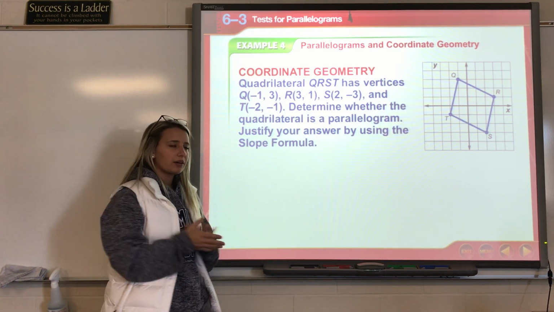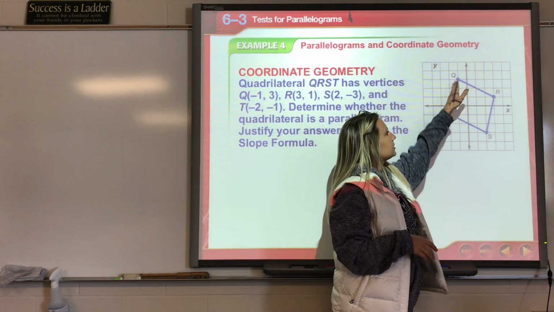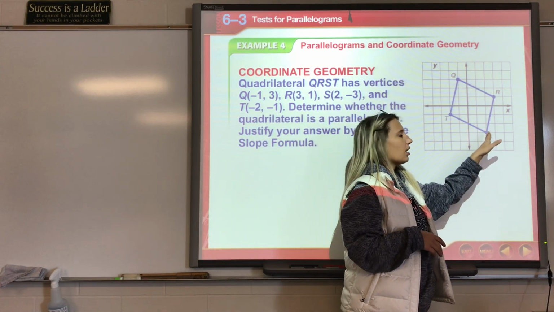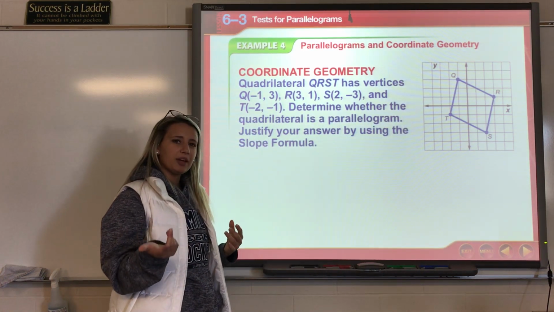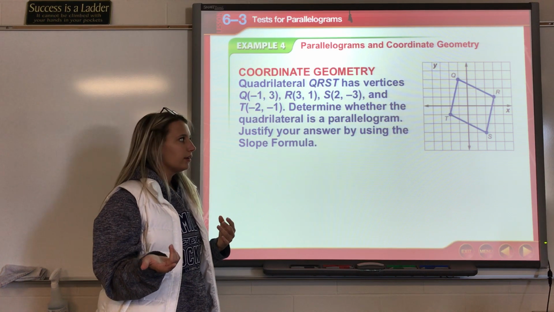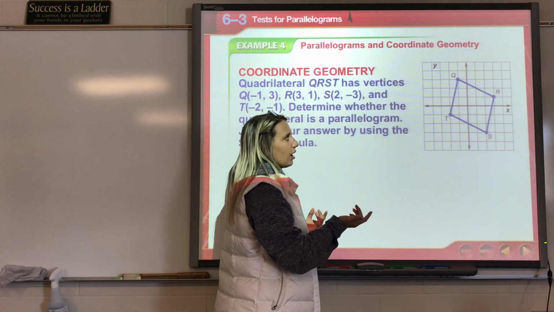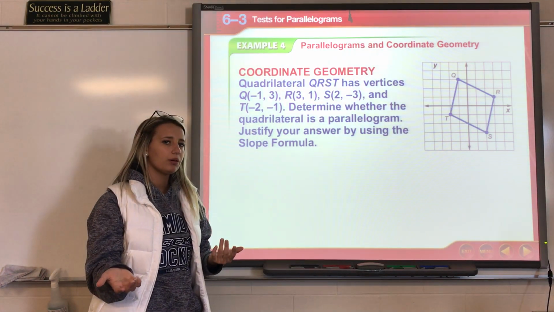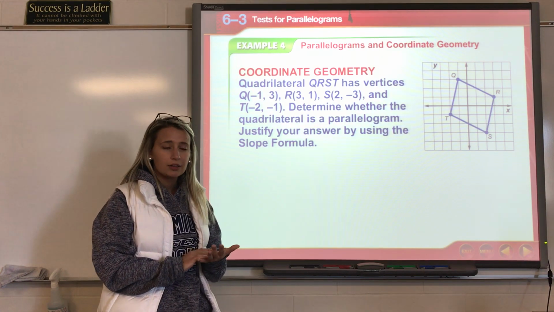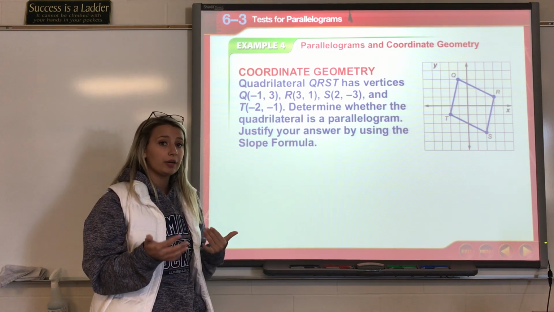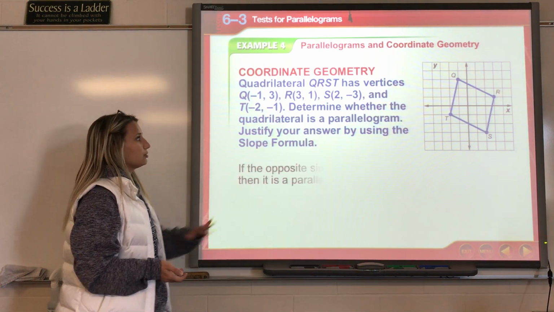Now let's ponder that. If we found the slope of TQ and SR, and those had the same slope, that would make them parallel, right? And then same with TS and QR. If they have the same slope, they're going to be parallel. But we also need them to be congruent. So if those opposite sides are congruent and parallel, we know that it's a parallelogram. So I think we're going to try to use that approach.